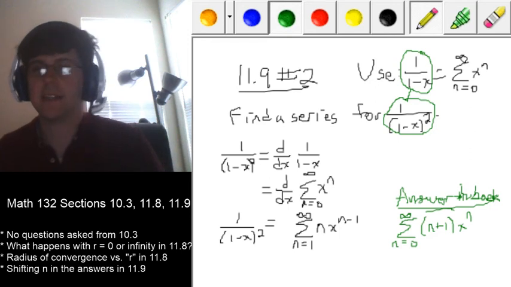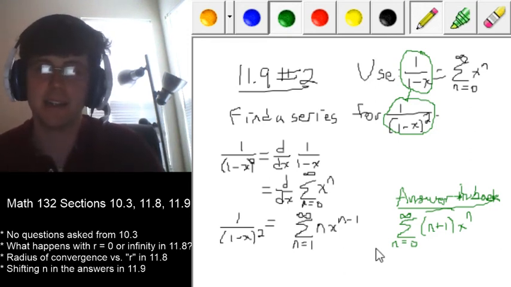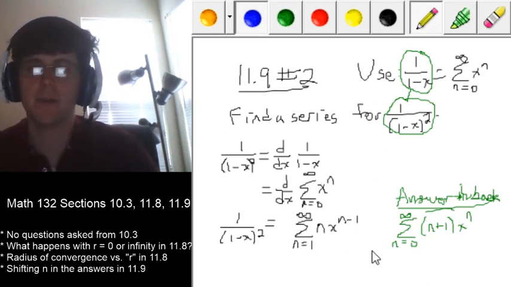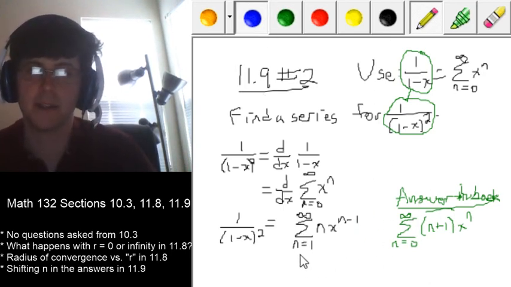I want to know if my answer is right. It doesn't have to look exactly the same. I just have to make sure it's equal, that it's the same. And the way that you can tell if two series are equal is just start writing the first few terms. So for example, the first term of this series starts at n equals 1. So we'll plug in n equals 1. And I'll get 1x to the 0. That's 1.